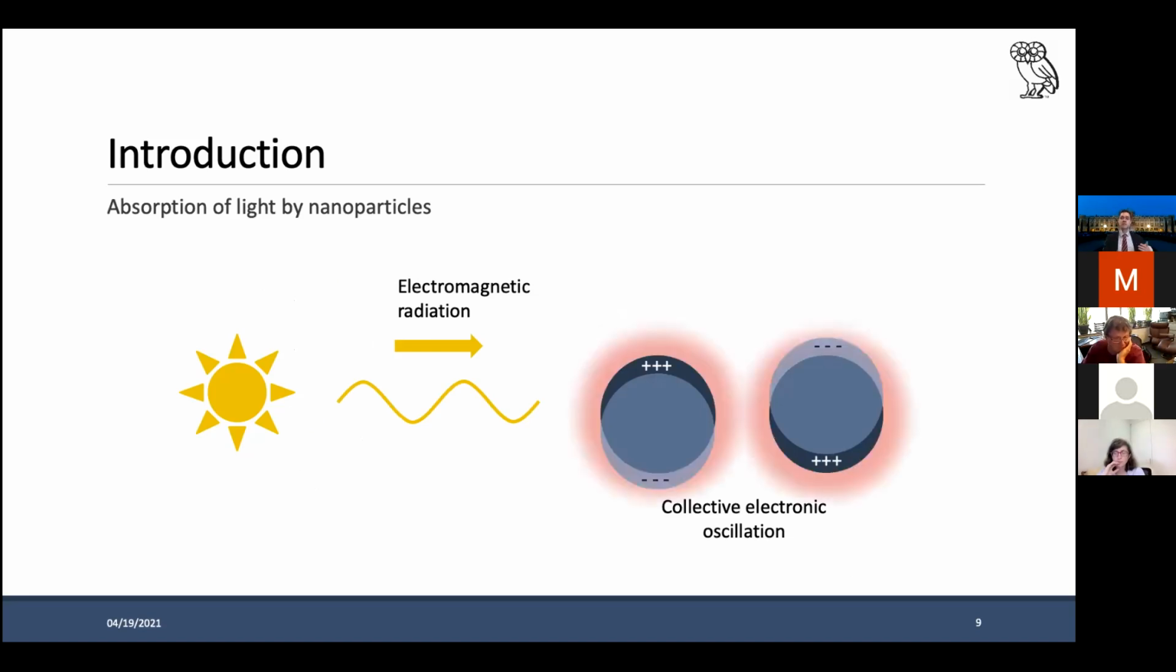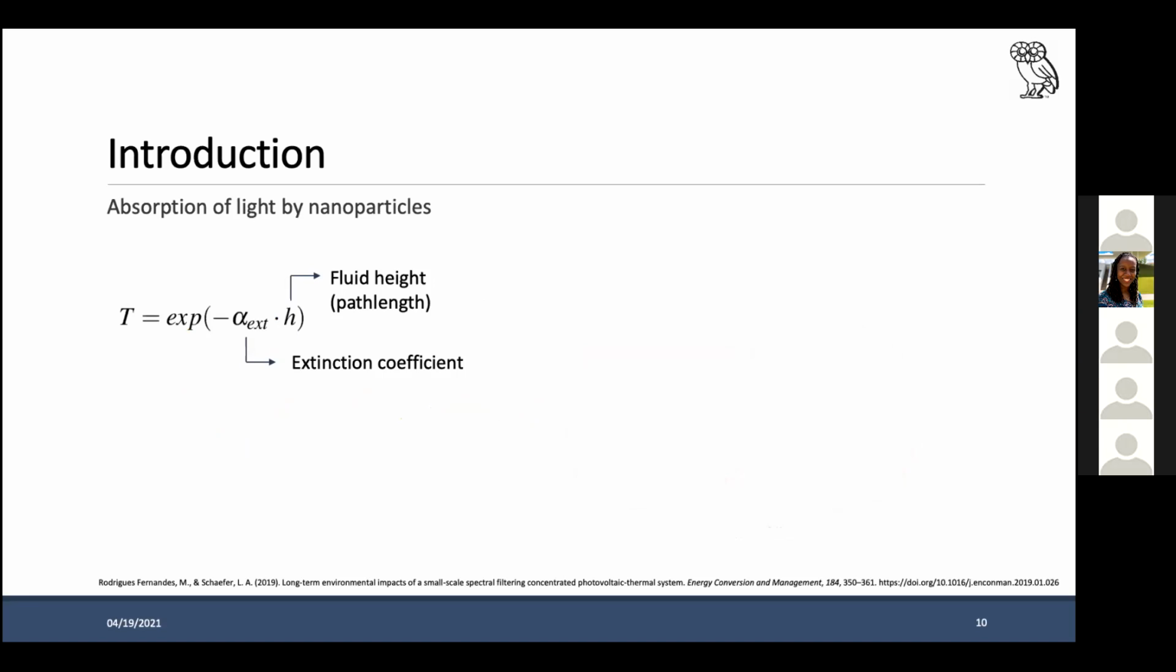Under certain conditions, resonance is established, causing an absorption of radiation and an increase in the particle temperature as the oscillations decay. That is precisely why we can use nanoparticles for solar thermal absorption. The transmittance of the nanoparticles in a fluid, which is also called a nanofluid, can be obtained by the extinction coefficient and the height of the fluid.